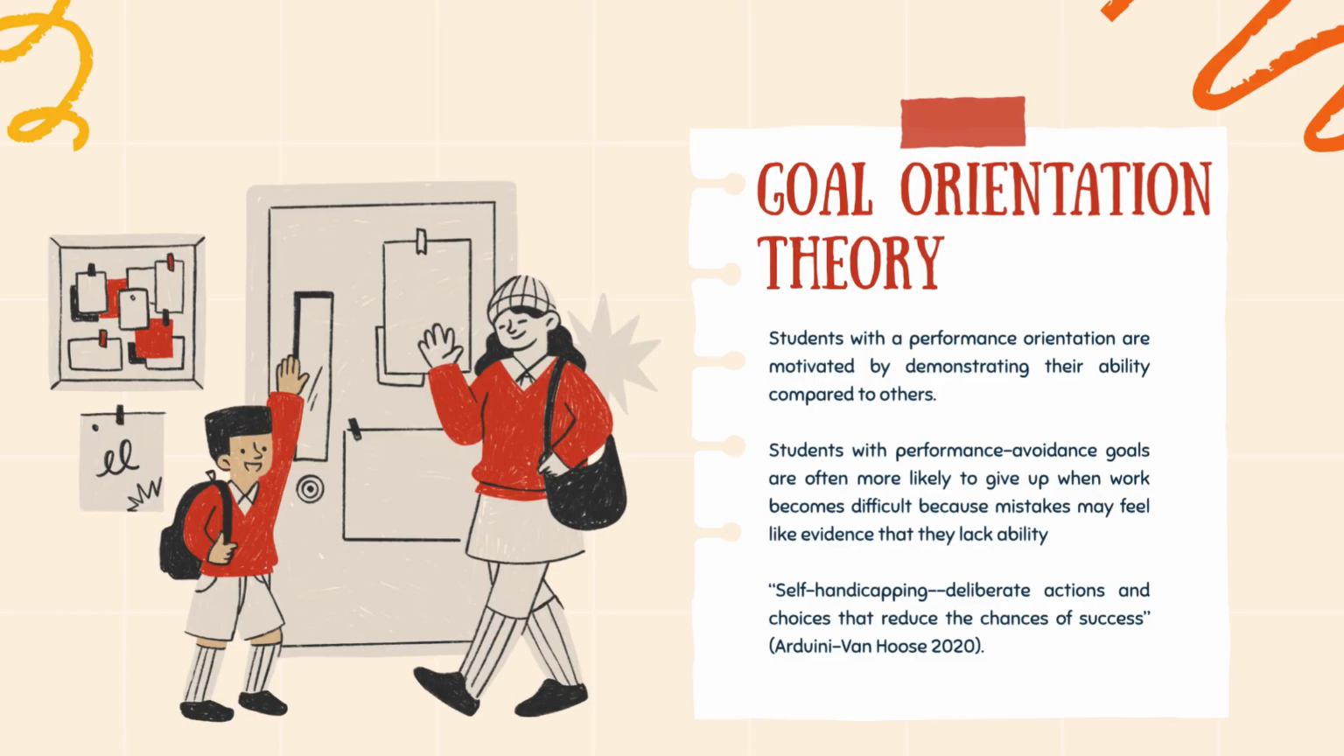Students may engage in what's defined as self handicapping. These are deliberate actions and choices that reduce the chances of success. A student may self handicap in a number of ways. They could not work hard, they might even procrastinate about completing an assignment, or set goals that are so unrealistically high that there's no drawback if they don't reach it.